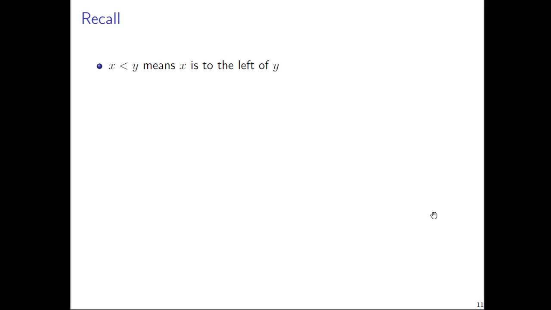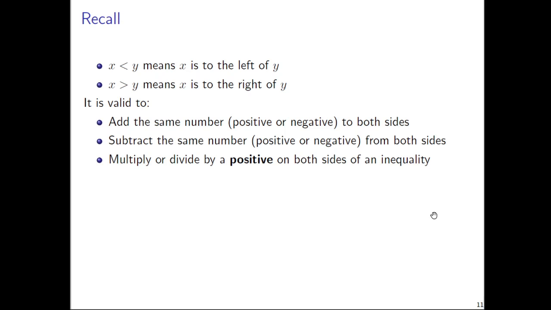So let's recall that x less than y means x is to the left of y. X greater than y means x is to the right of y. And let's recall from last time that it is valid to add the same number to both sides, or subtract the same number from both sides, whether positive or negative.